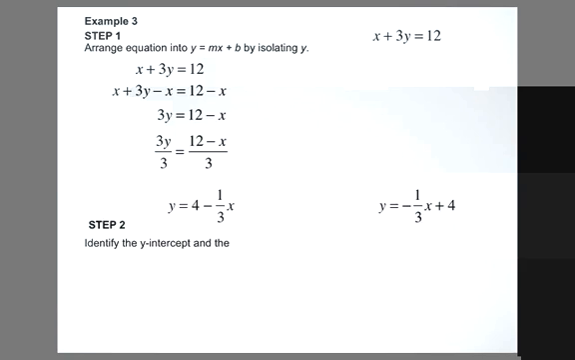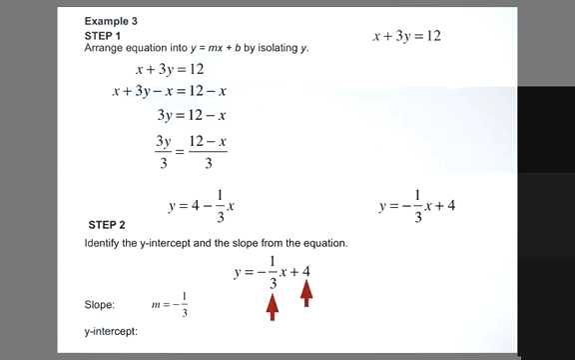Step 2. Identify the y-intercept and the slope from the equation. Well, in our equation, the slope is given by the number in front of x, or m is equal to negative 1/3. And the y-intercept is given by the number added or subtracted afterwards, so b is equal to 4.